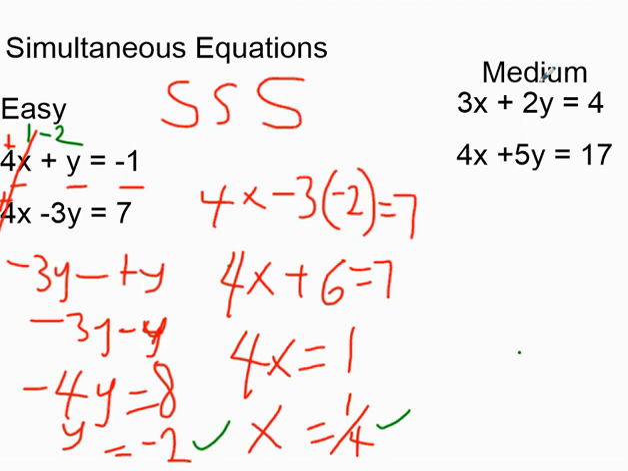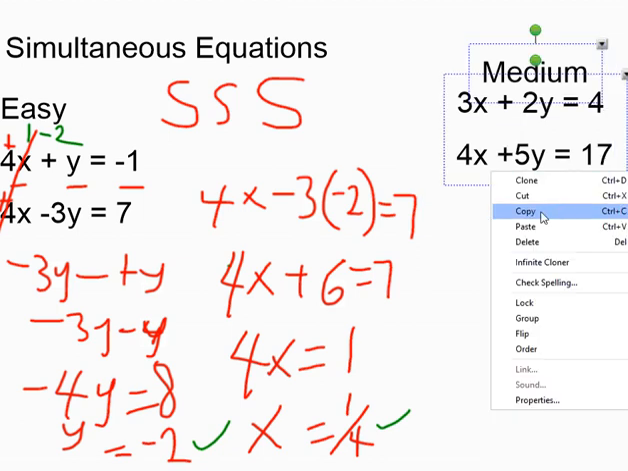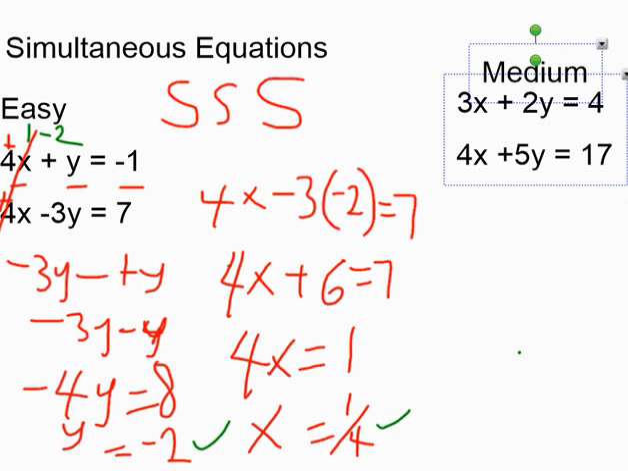Now, this is a medium type question. Why? Because none of the variables have the same coefficient. So we've got to make one of the variables have the same coefficient. It doesn't matter if you make the x's the same or the y's the same, you still get the same answer. So I am going to highlight this and put it on a different slide so that we can see it clearly.